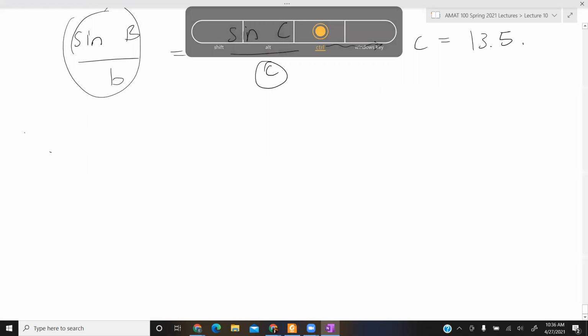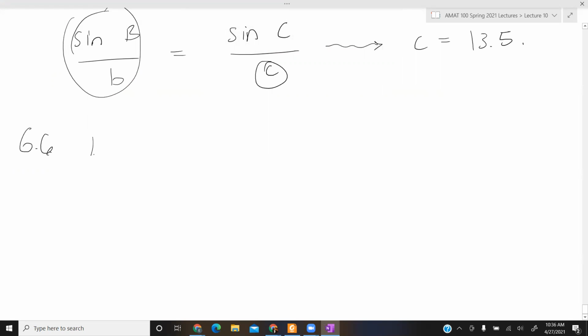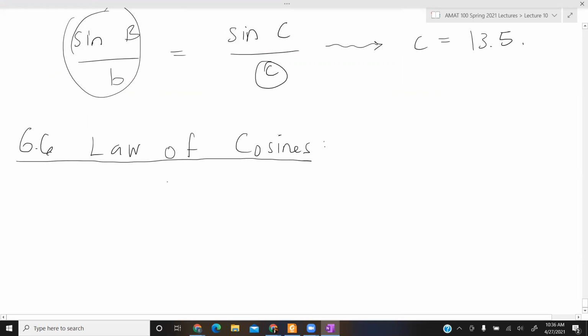Okay, so we have 6.6. This is the law of cosines. So the book has a proof of the law of cosines, but I'm not going to go through it, although I encourage you to look at it. The proof is pretty straightforward, and there's a picture illustrating why these formulas hold. So I'm just going to write down the formulas.